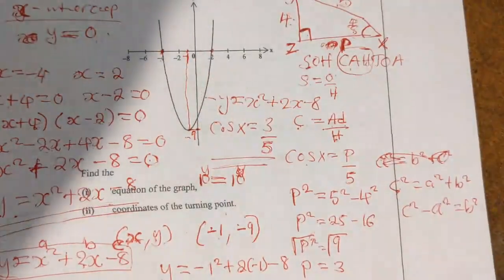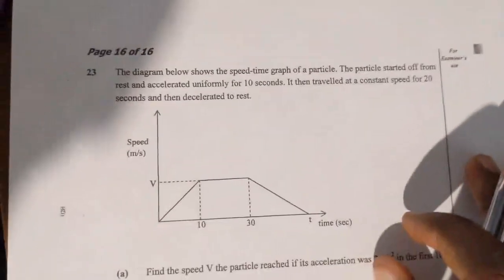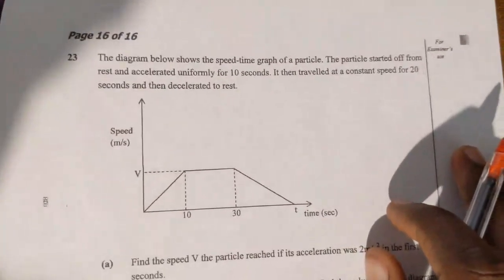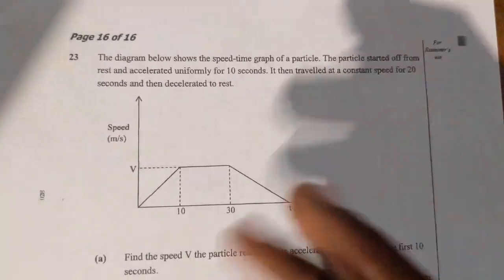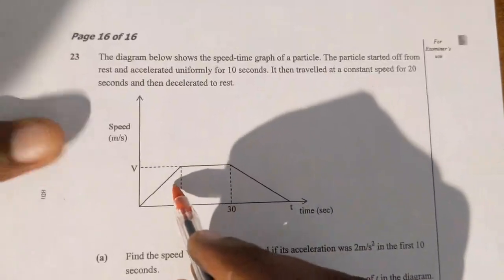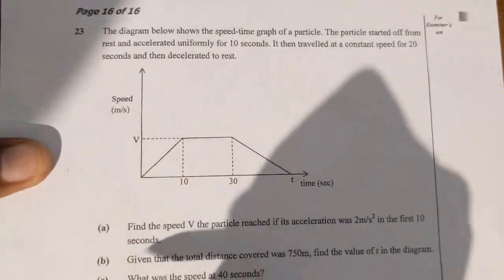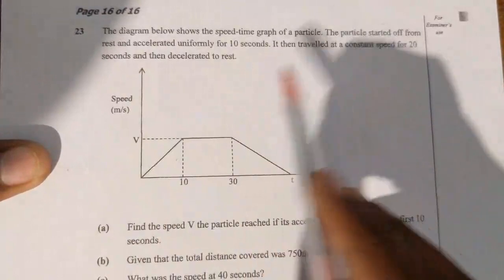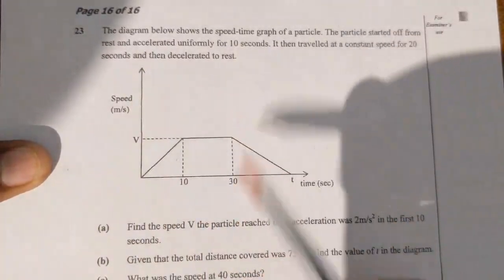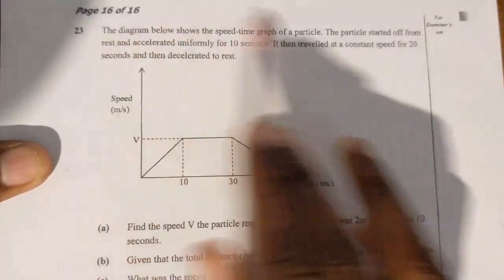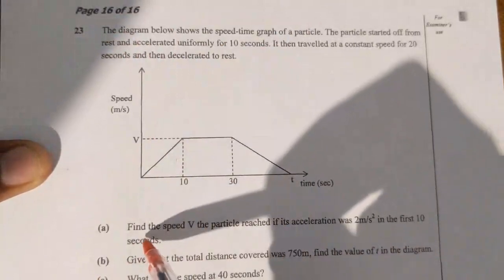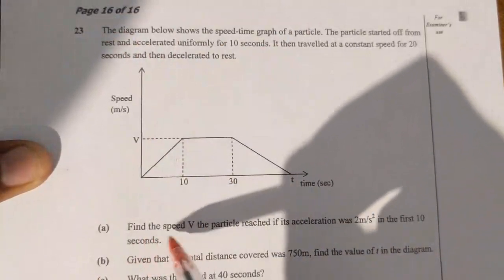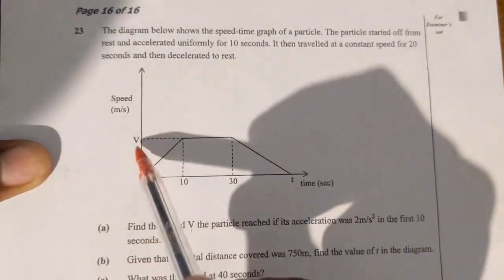So that is how you answer that. Lastly, we have this question. Okay, we have this question as our last question. So this is just a simple question. When you read this, it is telling you how things are. This information talks about this. So they are asking you to find the value of the speed v.